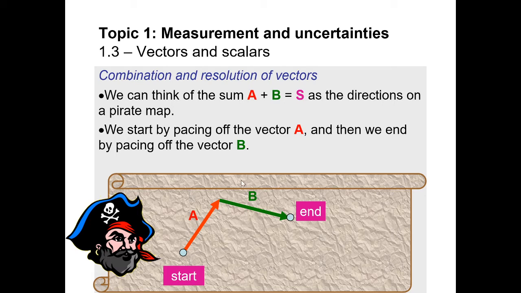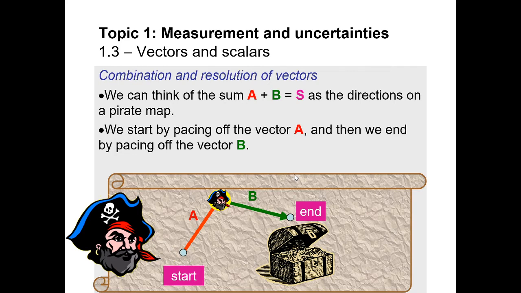Now, this pirate has a couple ways of traveling. Either he can travel along A and then travel along B, or he can simply go the shortest distance, which is the sum of vectors A and B. Most likely he would take the shortest distance to get there fastest.